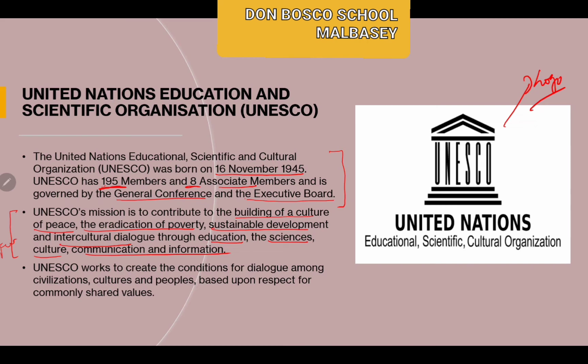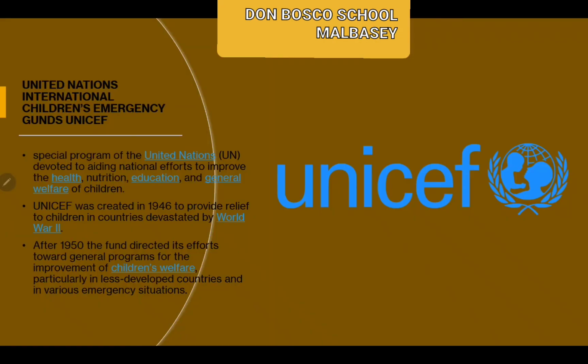UNESCO works to create conditions for a dialogue among civilizations, cultures, and people based upon commonly shared values. So their main function is to start a dialogue among the civilizations. Different civilizations are there: Chinese civilization, Indian civilization, European civilization, African civilization. Those civilizations have different cultures, and the people have their own culture. They come together in the United Nations, UNESCO, and they have a shared value.